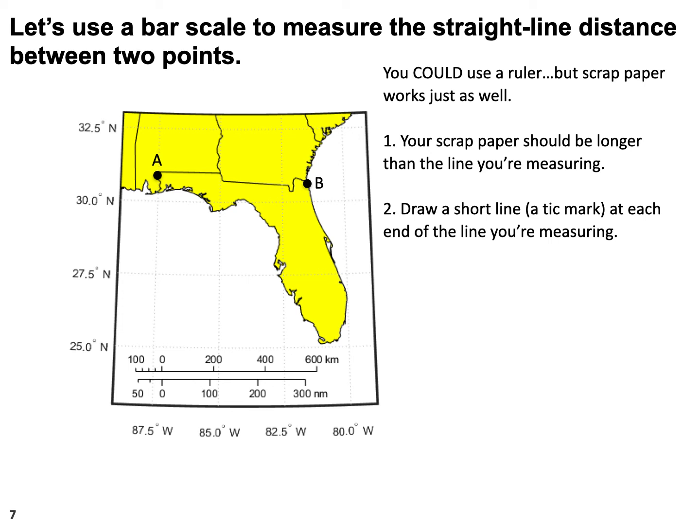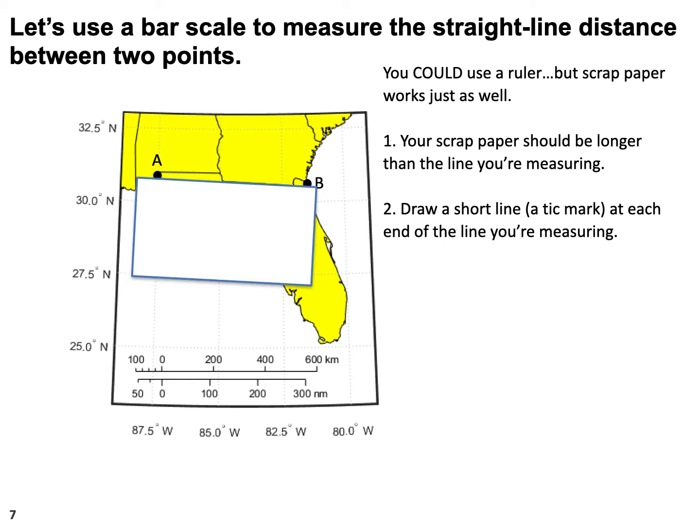What you want to find is a piece of scrap paper that's longer than the line you're measuring. The advantage to using scrap paper is you don't need to try to convert the scale to exactly whatever inches or centimeters or millimeters or whatever's on your ruler. You can just use the scrap paper and the scale that's on the map. So take your scrap piece of paper.